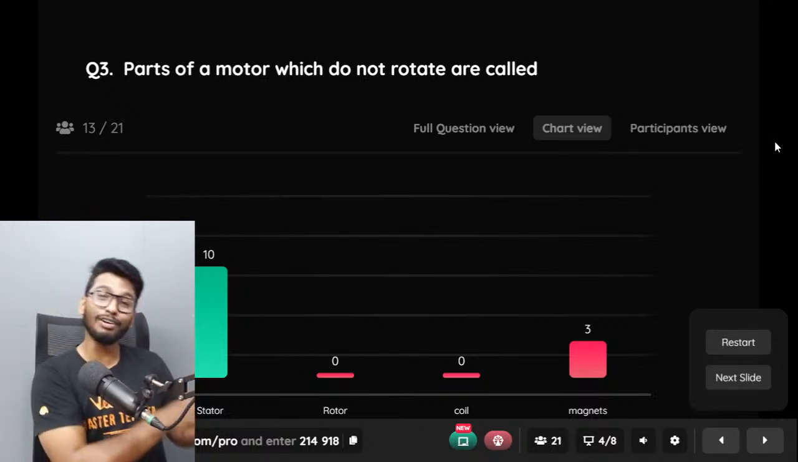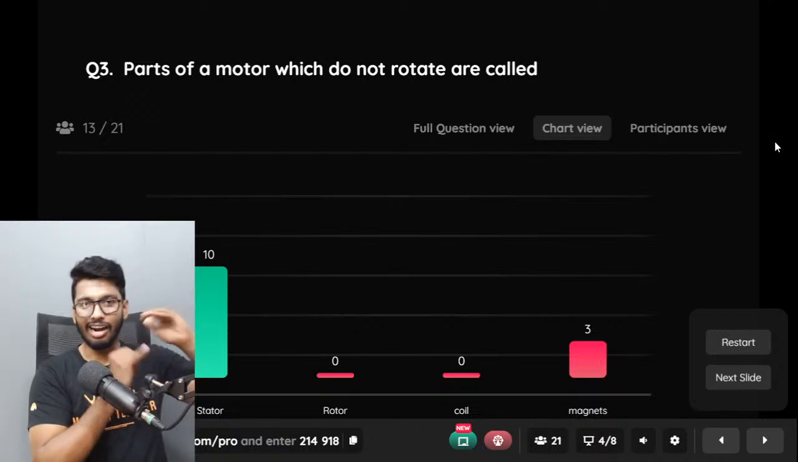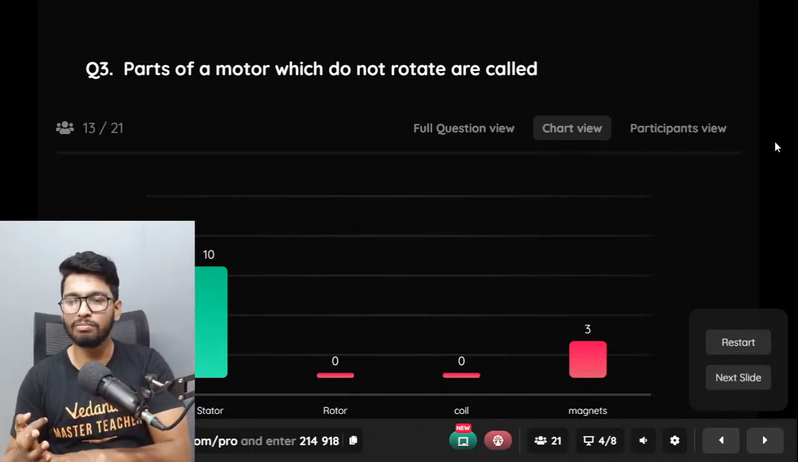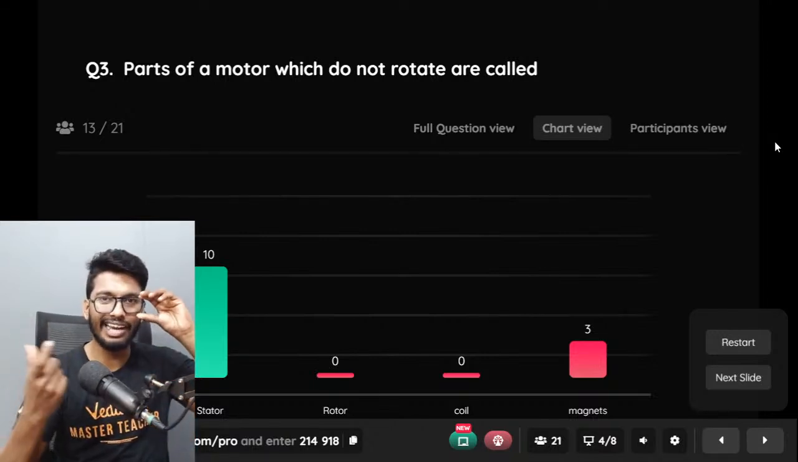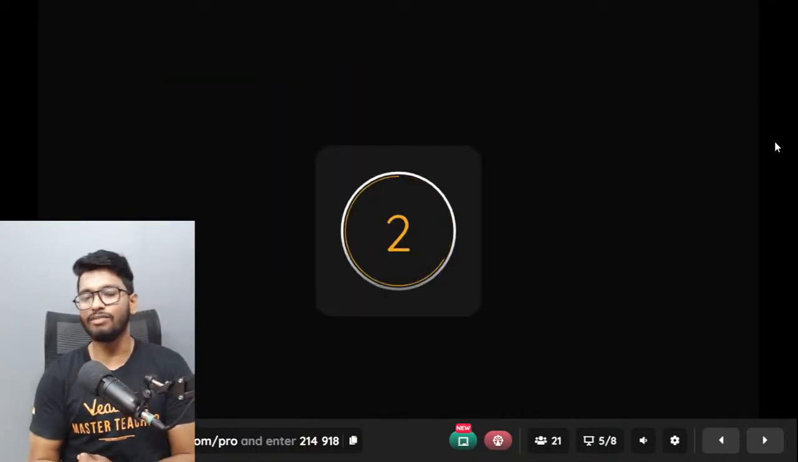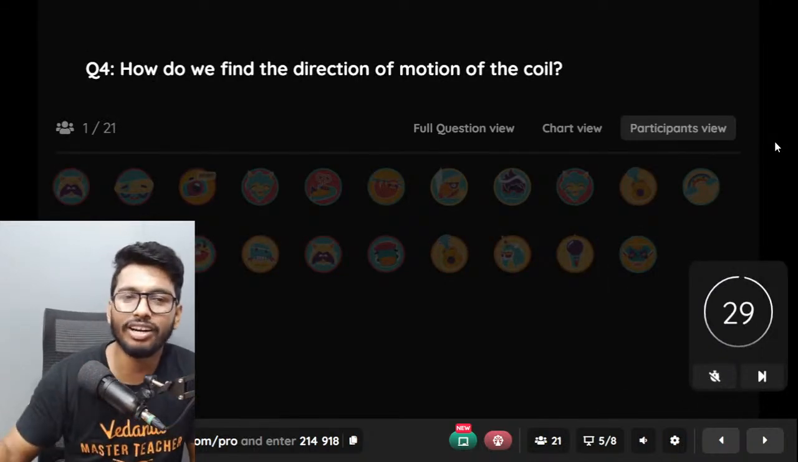Magnets are a part of stators, people. Stators are those which do not rotate. Under stators, you have the magnets, the external circuit, and the carbon brushes. All these three do not rotate. That is why they call it stator, stationary. Don't worry, confusions are always a part of our life. So it's okay. Moving on to the next one.